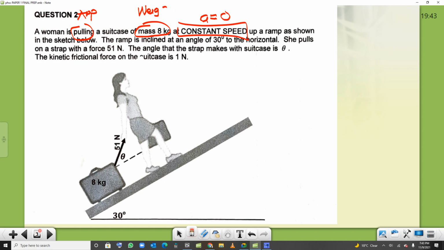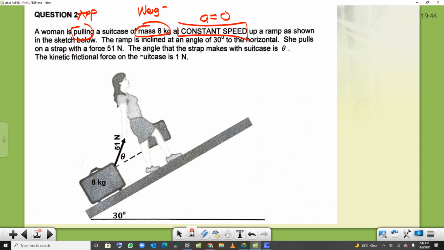Up a ramp as shown in the sketch below. The ramp is inclined at an angle of 30 degrees. That's very, very important information that the examiner is giving you. At 30 degrees to the horizontal. She pulls on a strap with a force of 51. Already we know our applied force is 51. The angle that the strap makes with the suitcase is theta. The kinetic friction on the suitcase is 1 Newton.